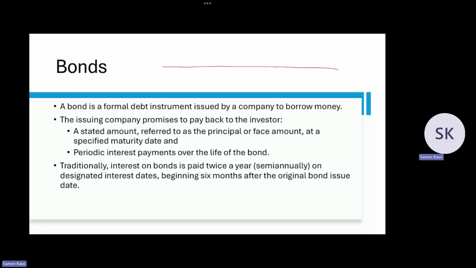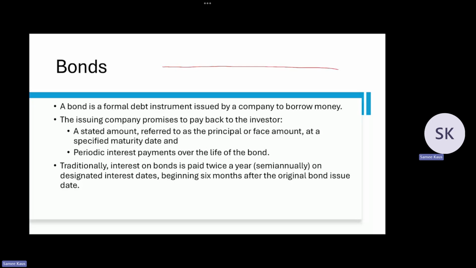So what is a bond? It's a formal debt agreement issued by a company to borrow money. The issuing company promises to pay back the investor the stated amount, the principal or the face value, and periodic interest payments. Traditionally, interest is paid on bonds semi-annually. Could be more, could be less, but semi-annual is a pretty good guess.